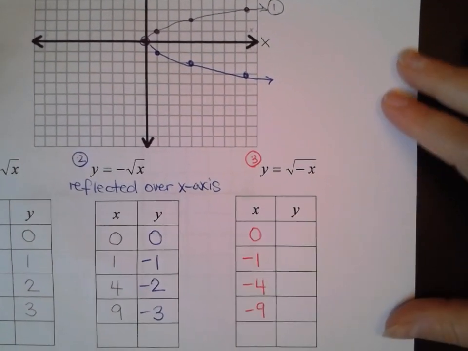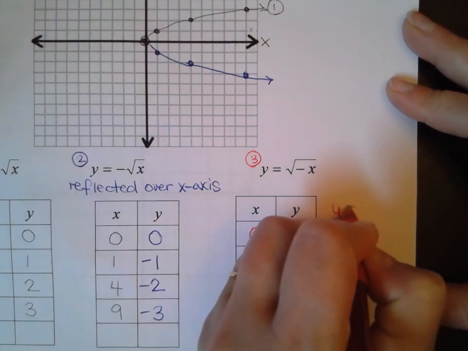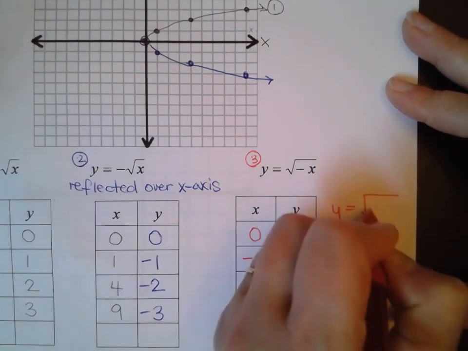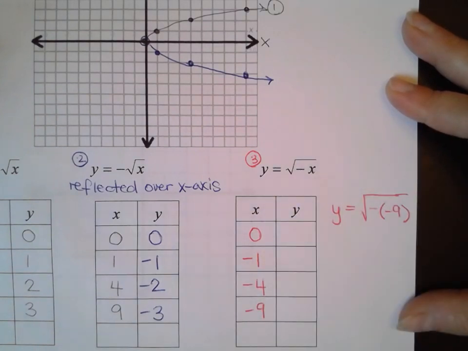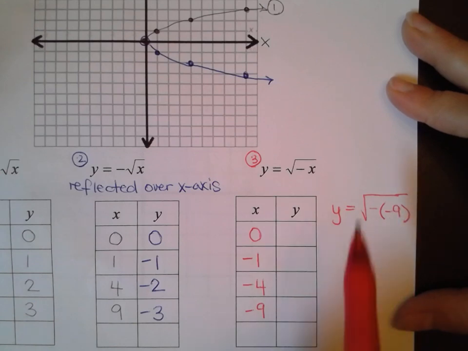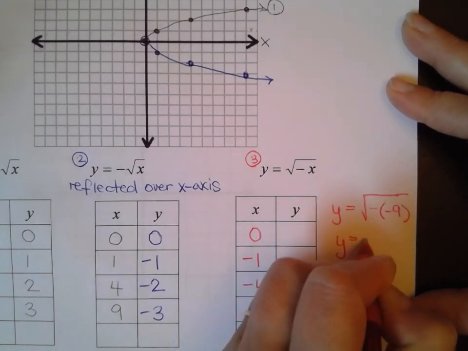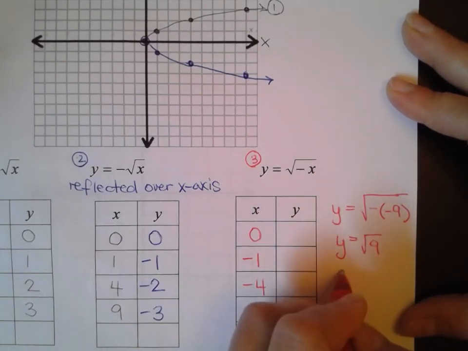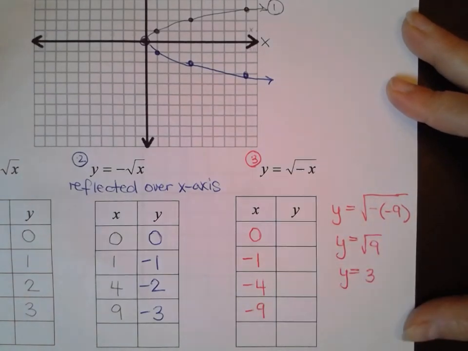Just to prove that to you, you're like, what? Negatives? Okay, let's check out negative 9. If I put in negative 9 for x, the negative I have in my function is going to multiply with the negative 9 to become a positive 9. And then it's positive, so I'm able to square root it, and that's going to give me a 3.